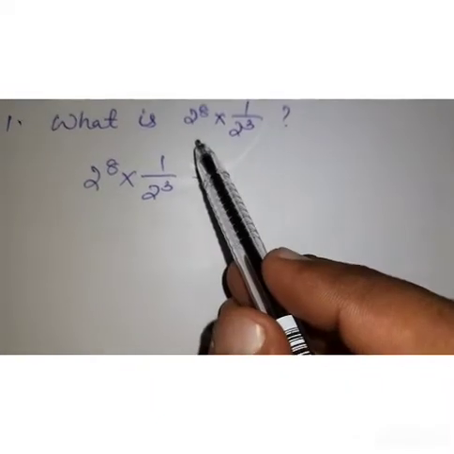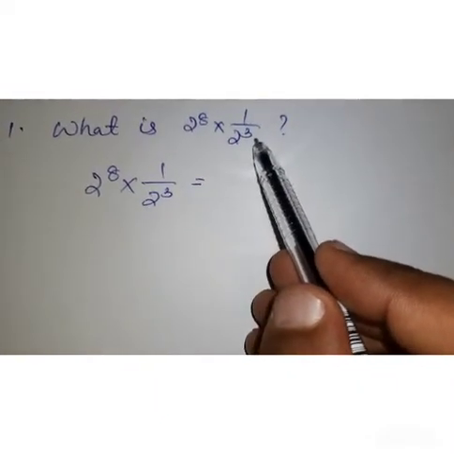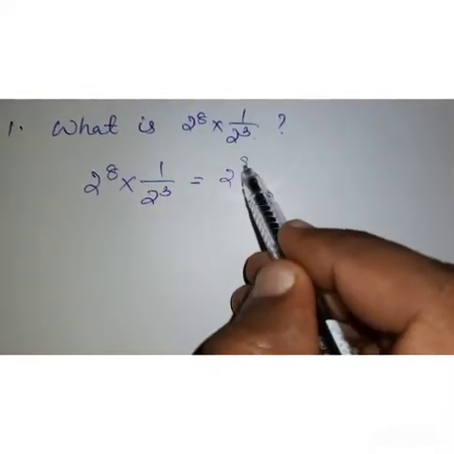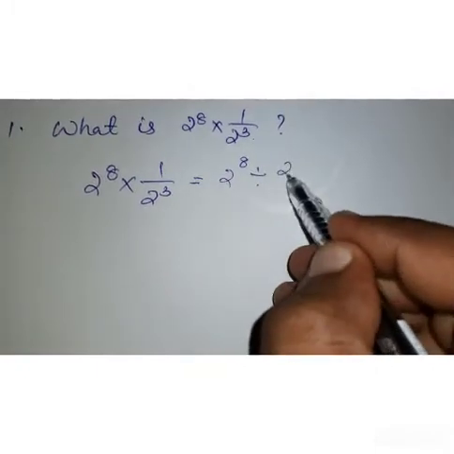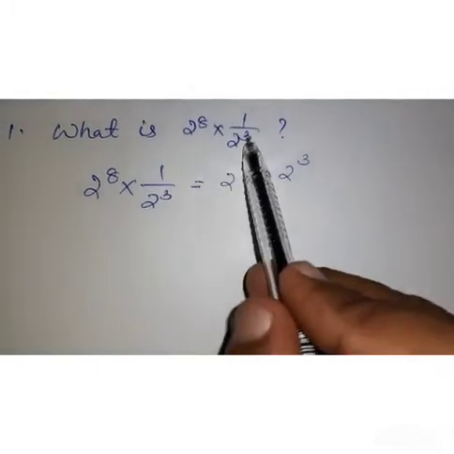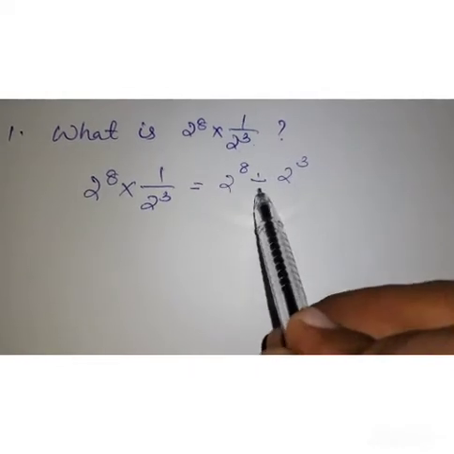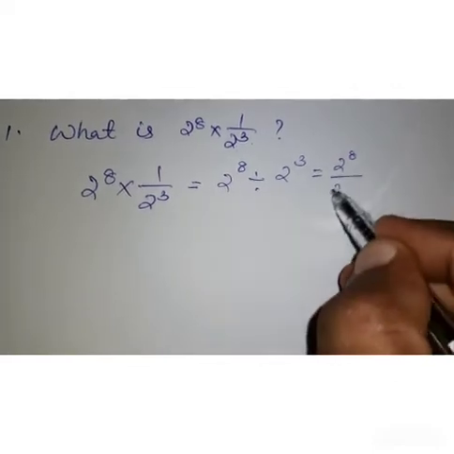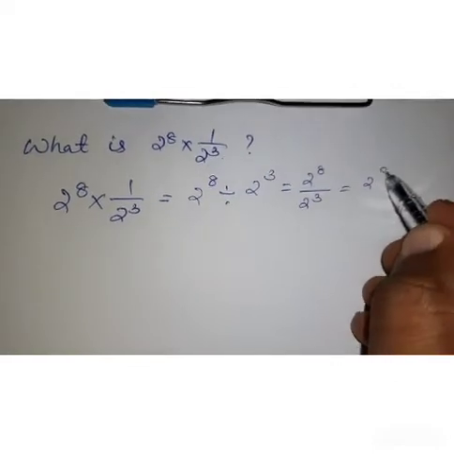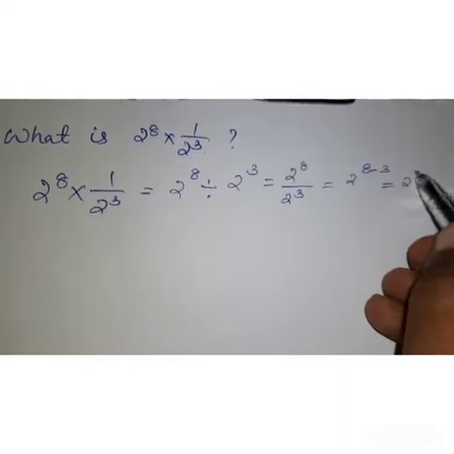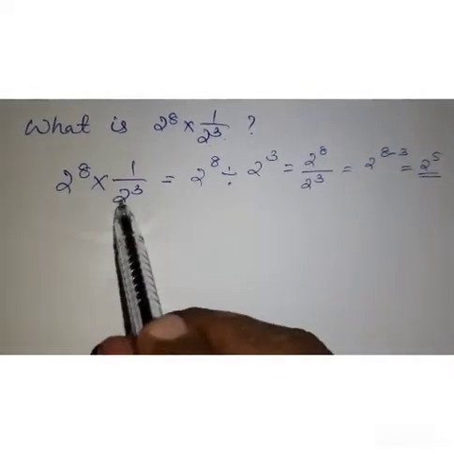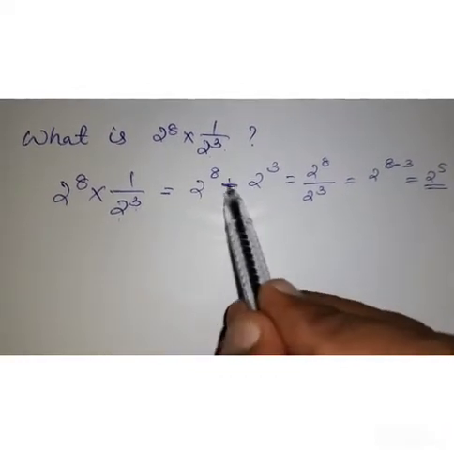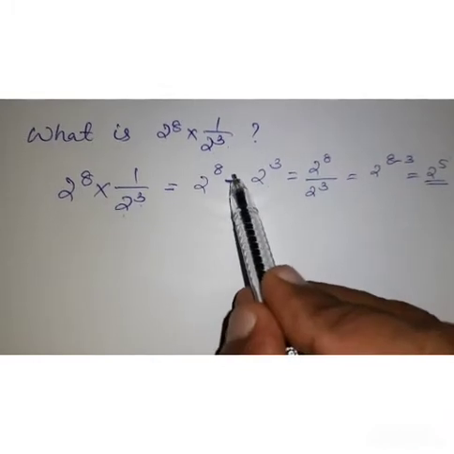What is 2 raised to 8 into 1 by 2 raised to 3? 2 raised to 8 into 1 by 2 raised to 3 is the same as 2 raised to 8 divided by 2 raised to 3. Instead of multiplication, we can write the division. If it is division, you can easily do this one. 2 raised to 8 divided by 2 raised to 3 is 2 raised to 8 minus 3. It is 2 raised to 5. So 1 by 2 raised to 3 becomes 2 raised to 3 if it is division.